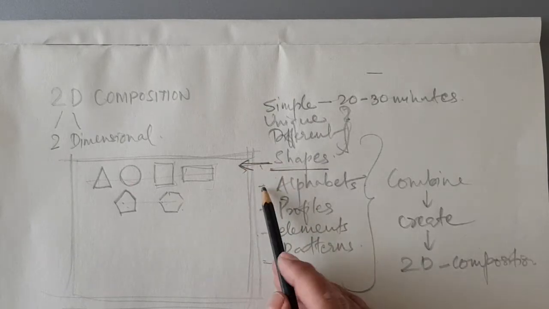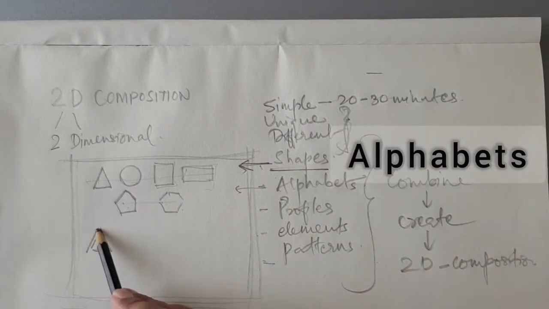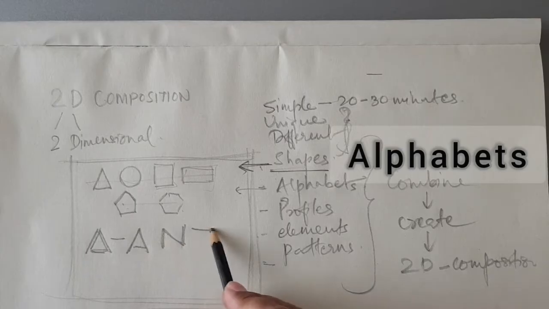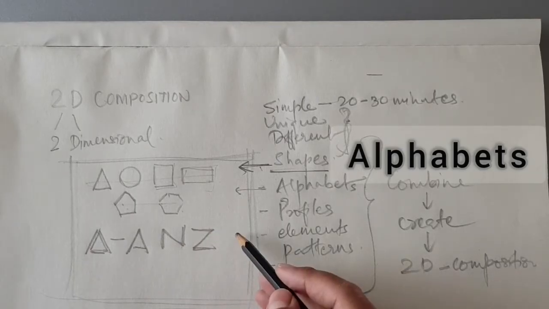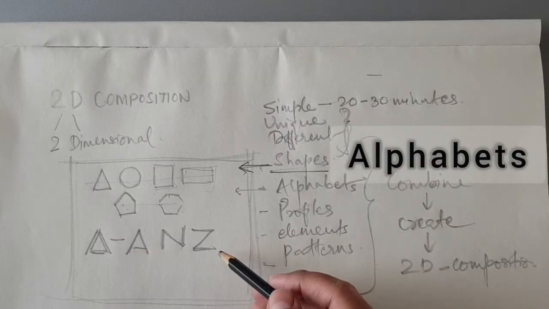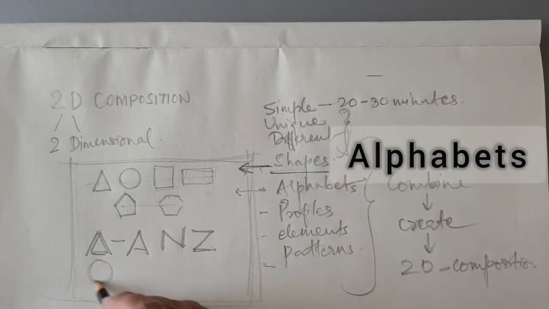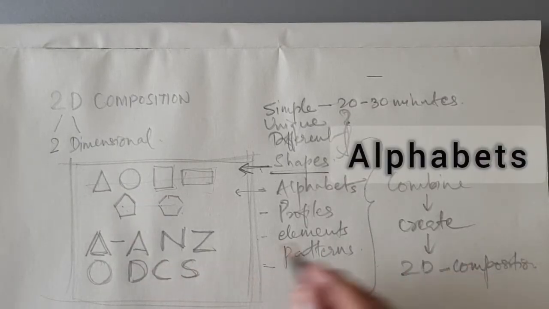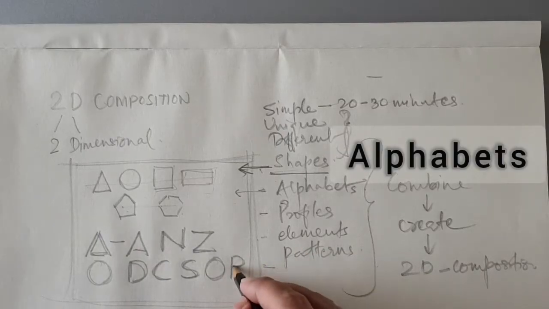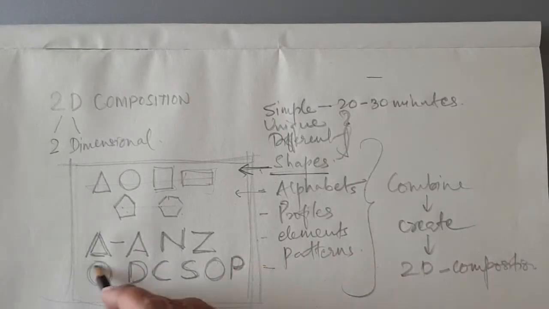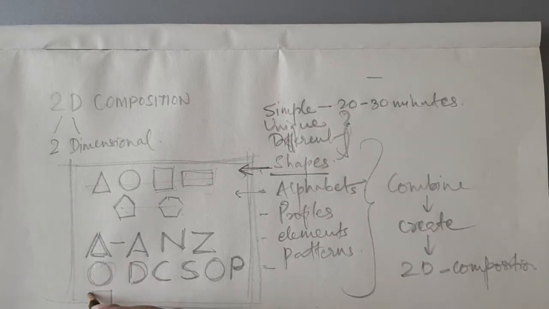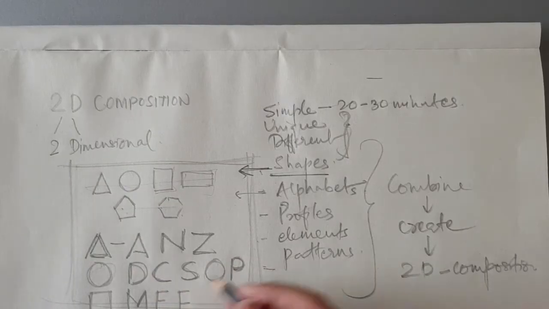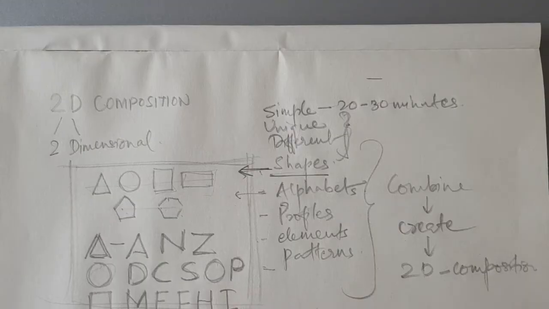And then we have something called alphabets. Again, if you look at triangle, we can create a lot of alphabets from triangle. So we have A, then we can create N, we can create Z, and many more such alphabets. And when we use circles, we can have D, then C, also S, and O, which is very obvious. Then you have P. So these are the shape alphabets where a circle is used. And then by using square, we have M, E, F, H, I, and a lot of other alphabets.